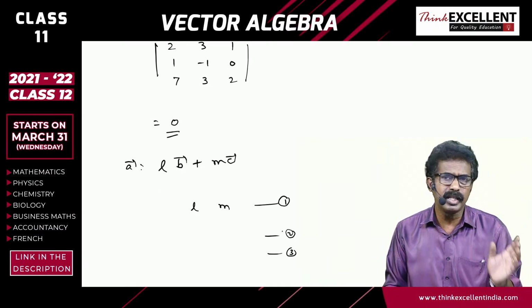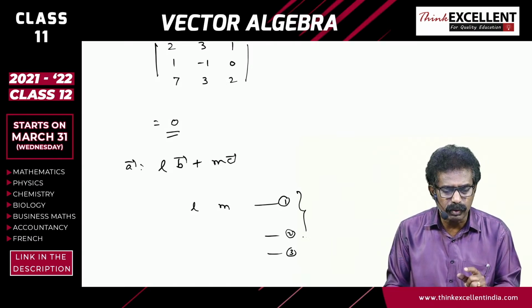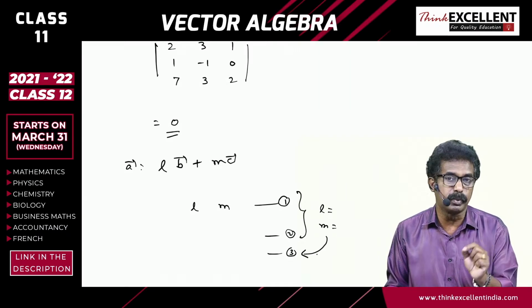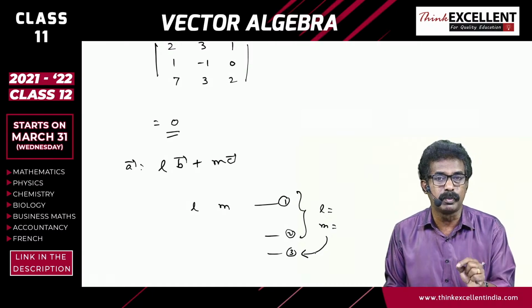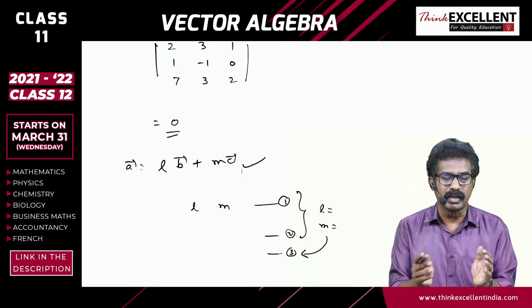You solve any two equations. I have only two unknowns, l and m, right? For example, if you solve equations 1 and 2, you find the l value and the m value. Substitute them into the third equation. If the third equation is satisfied, you can say the relation exists, so the vectors are coplanar.